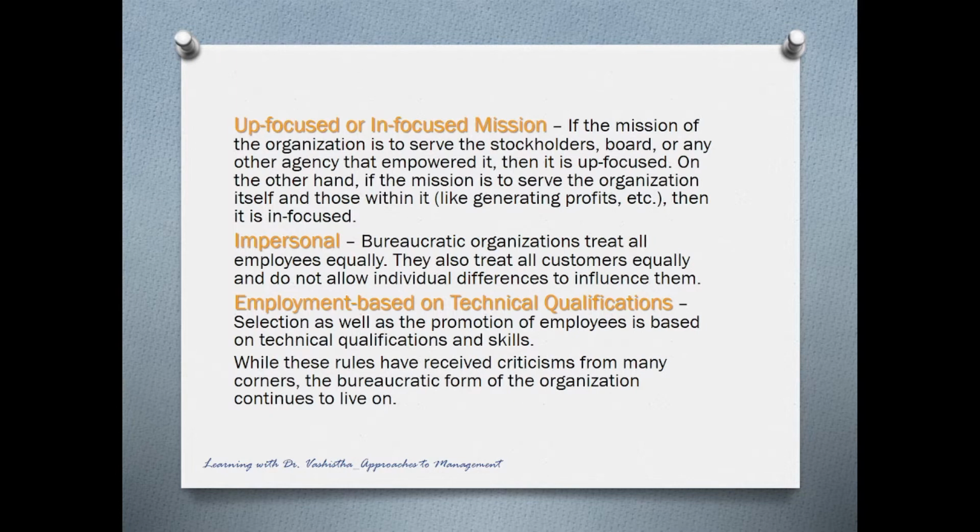as compared to that. Then the impersonal part, where he talked about how the bureaucratic organization shall treat all employees equally, and no special preference shall be given to any one particular person. They also treat the customer equally in the same way, and there has to be no individual focus, no individual difference to influence any particular one. Then it's the employment based on technical qualification. So here he talked about that the selection as well as the promotion has to be based only on the technical qualification or the skill of that employee.